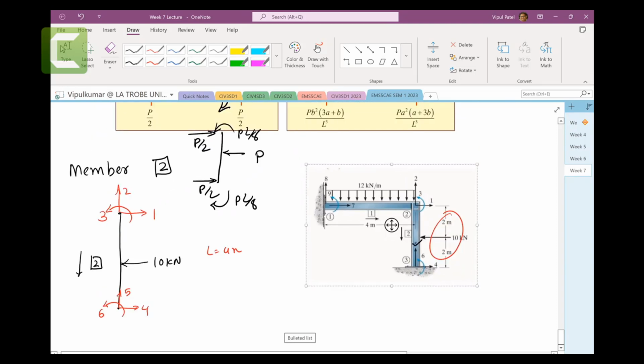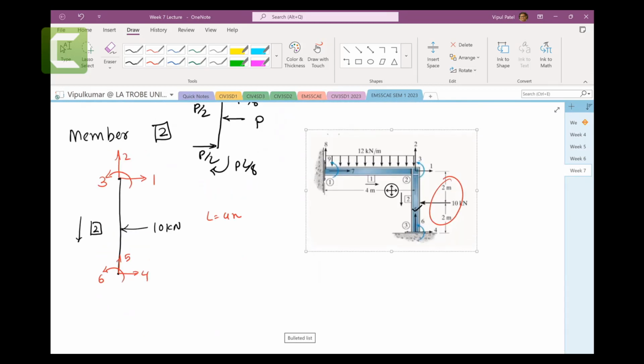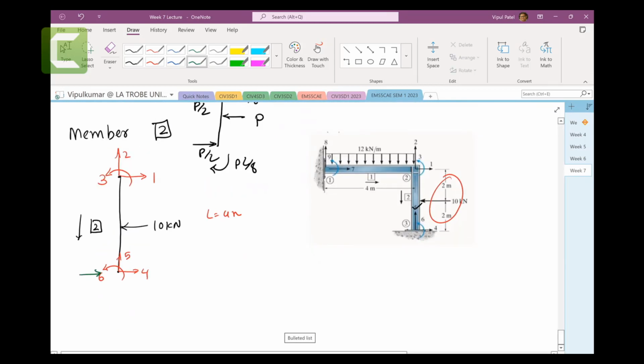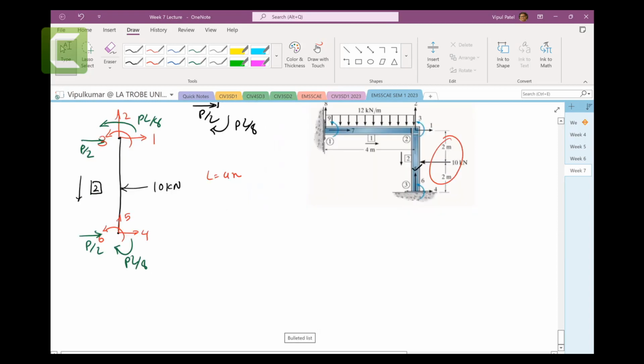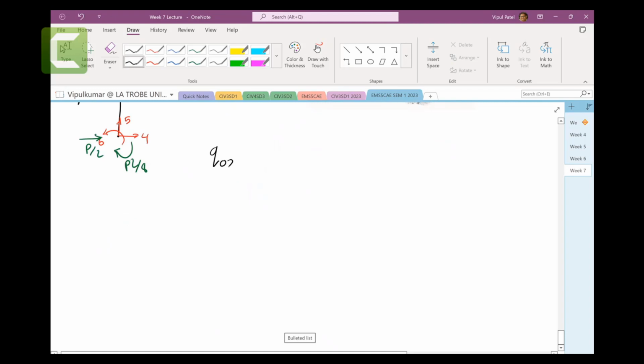All right, so we're gonna match these ones. In here we have a force going this way, P by 2. Force going this way, P by 2. We have a force going here, PL on 8. We have a force going here, PL on 8. So P by 2 is quite simple, 10 by 2. So let's put it here, Q02.